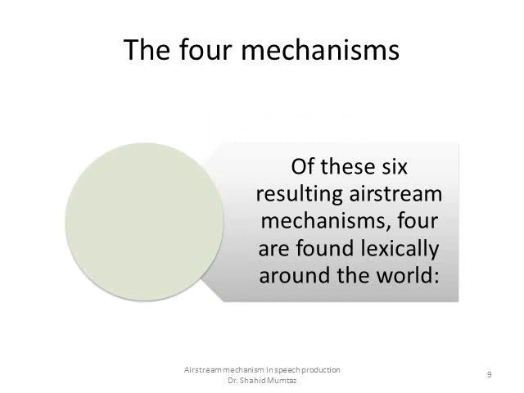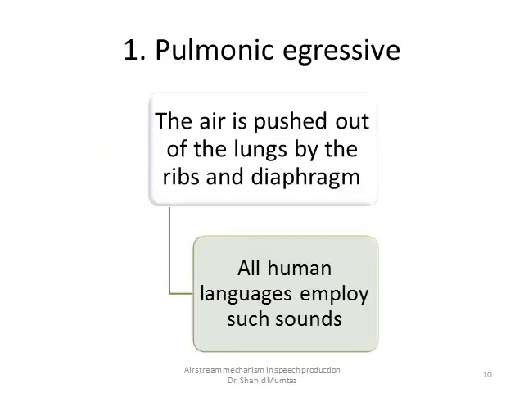So, there are six resulting airstream mechanisms from the three initiators, for each one two mechanisms, egressive and ingressive, so there are six in total. Four mechanisms are found lexically around the world. Number one, we have pulmonic egressive.